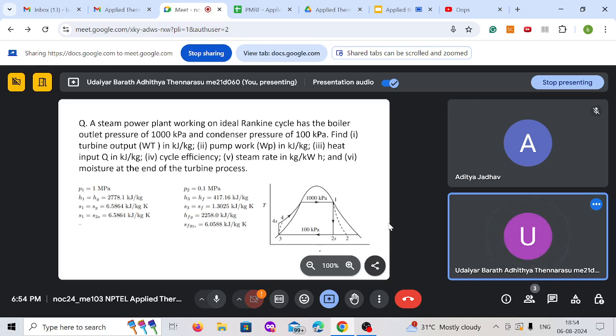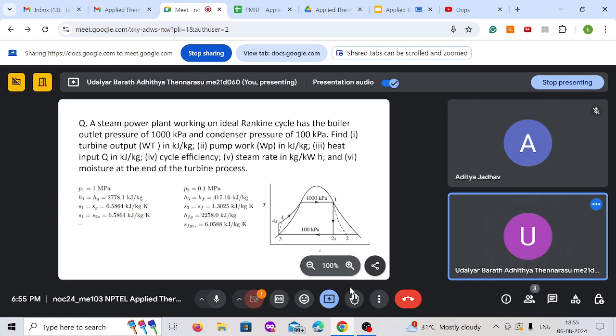So this is how the cycle looks. 1 to 2s is your ideal isentropic expansion, 2s to 3 your condensation, and 3 to 4s your isentropic compression or pumping of fluid, and 4s to 1 is your heat addition. So here we know 1 is your saturated vapor and state 3 is your saturated liquid. So we know two states, and the process being isentropic, we can estimate states 4s and 2s.